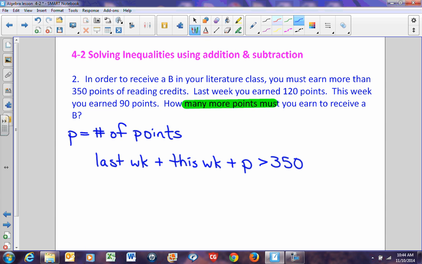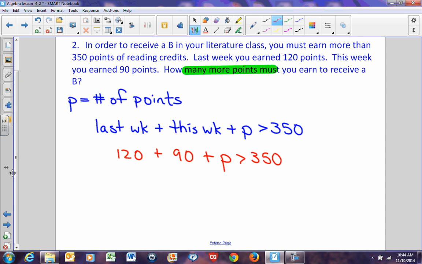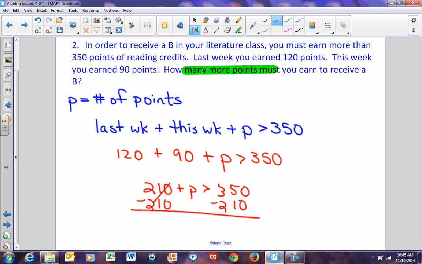Now let's plug in what we know. Last week you earned 120 points. This week you earned 90 points. How many more points must you earn? We don't know, so we'll put that as P has got to be greater than 350. So now we will simply solve this equation. 90 and 120 is 210, so 210 plus P is greater than 350. Subtract 210 from both sides of the equation. P is greater than 140. So you need more than 140 points.